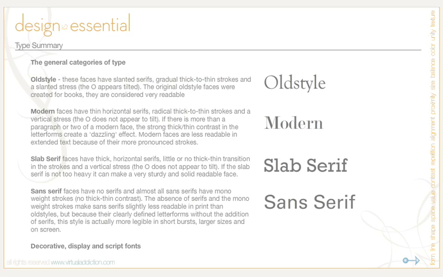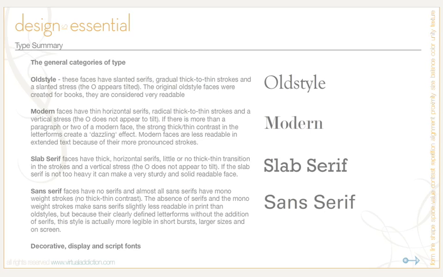Slab serifs. These faces have thick horizontal serifs, little or no thick to thin transition in the strokes, and a vertical stress. The O does not appear to tilt. If the slab serif is not too heavy, it can make a very sturdy and solid readable face. Sans serif. These faces have no serifs, and almost all sans serifs have mono weight strokes, no thick to thin contrast. The absence of serifs and the mono weight strokes make sans serifs slightly less readable in print than old styles, but because of their clearly defined letter forms without the addition of serifs, this style is actually more legible in short bursts, larger sizes, and on screen.